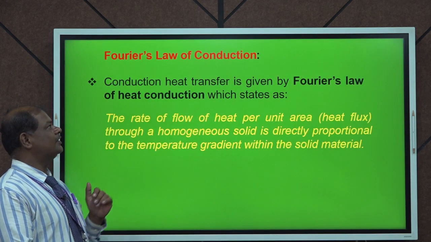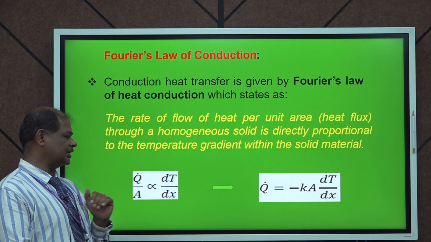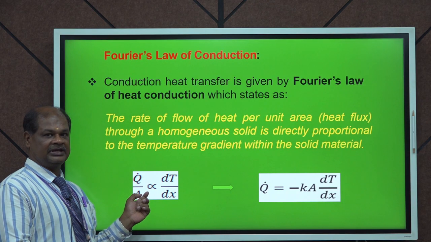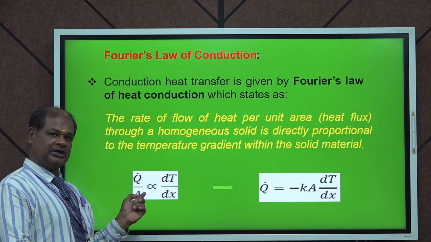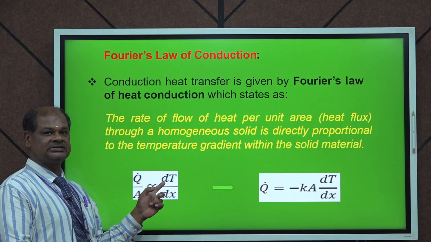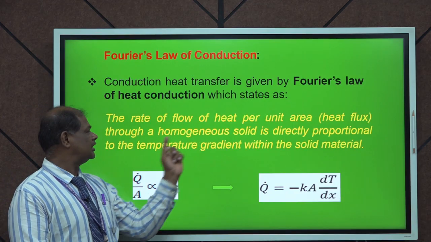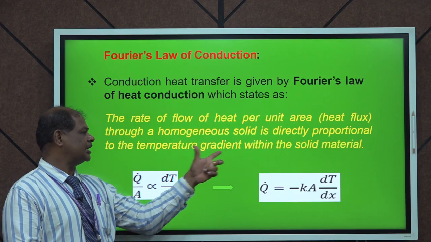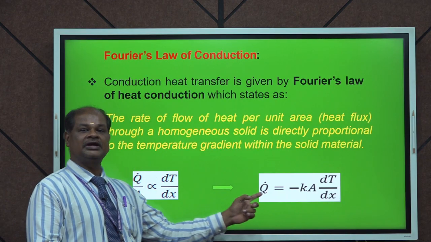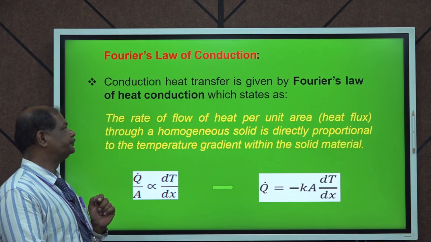The first governing law is for conduction, the Fourier law of heat conduction. Here, Q by A, where Q is the rate of heat transfer and A is the area, is directly proportional to the temperature gradient dT by dx, where dT is the temperature difference and dx is the thickness. So, the rate of heat flow per unit area through a homogeneous solid is directly proportional to the temperature gradient. It is called the Fourier law of heat conduction, written as Q = -kA dT/dx.